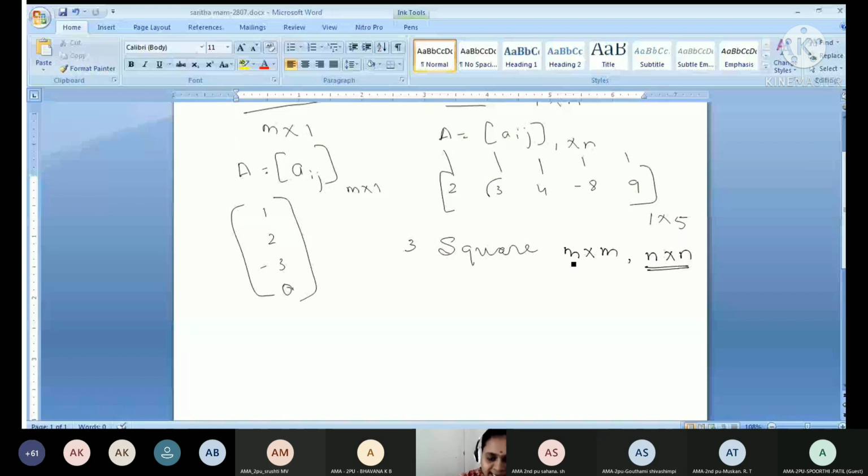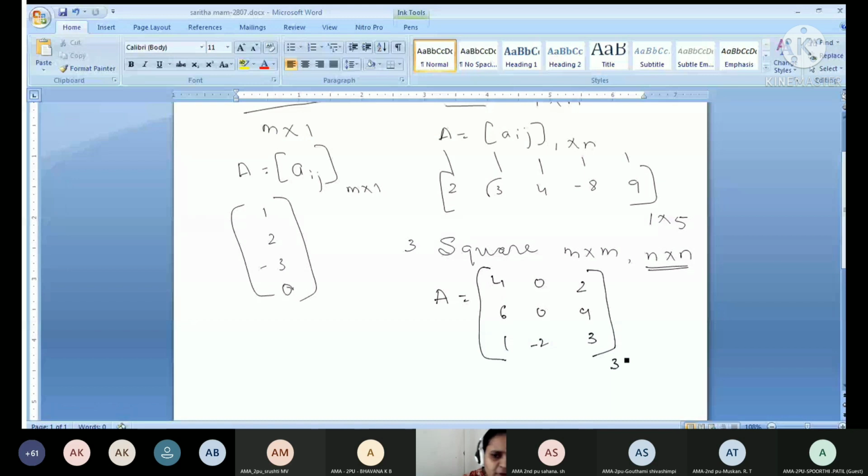Fine. Okay, I'll give an example for this. I am going to give an example for a 3 by 3 matrix, that is, a matrix of order 3. So A is equal to 4 0 2, 6 0 9, 1 minus 2 3. This is a square matrix of order 3. Order 3 means the number of rows is 3 and the number of columns is also 3. Instead of saying 3 by 3, we simply say 3 because rows and columns are equal here.